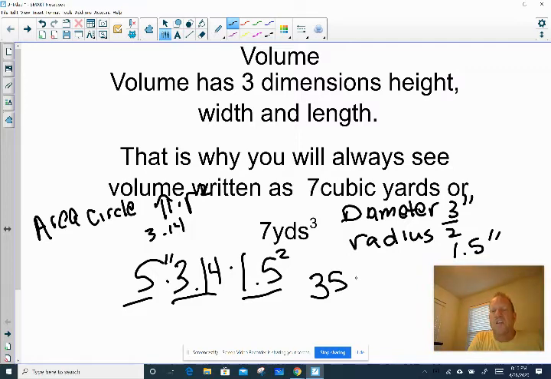inches cubed. That is, if you took that water and laid it on the ground flat, it would cover 35 inches. That's all that means: that volume, if I laid it flat, would cover an area of 35 inches.